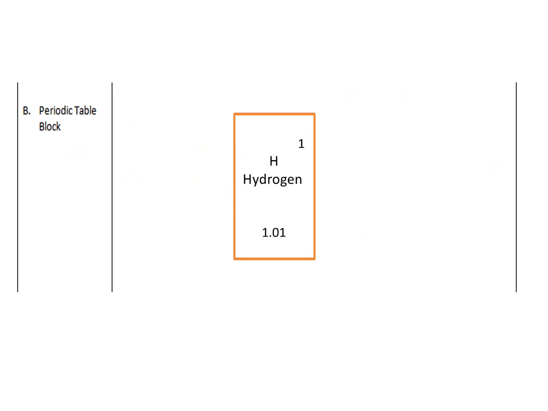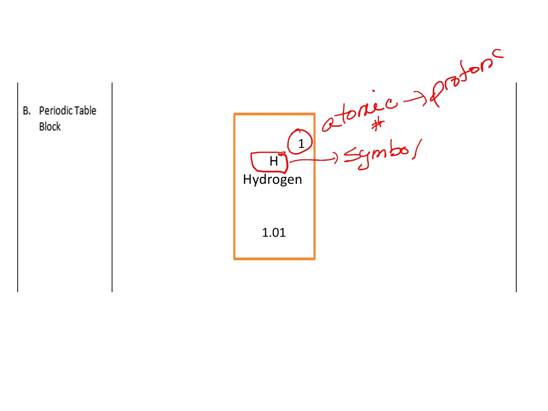And so this is a little block on the periodic table. Our hydrogen, you'll see you have a symbol here. So this is going to be our symbol. This is going to be the atomic number, which, as we said already, is going to be the number of protons. And then the 1.01 we say is the average atomic mass. And we will talk about why it is a decimal for most elements in another lecture.